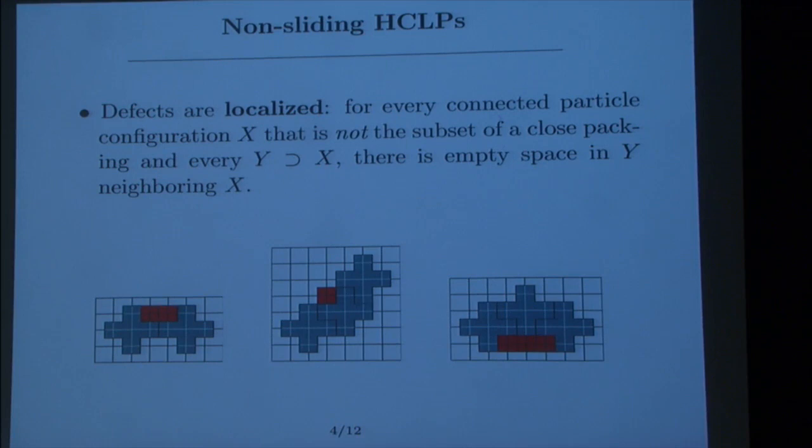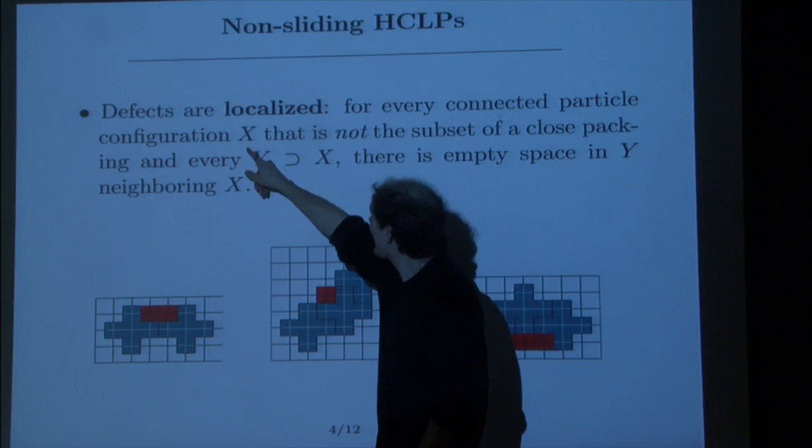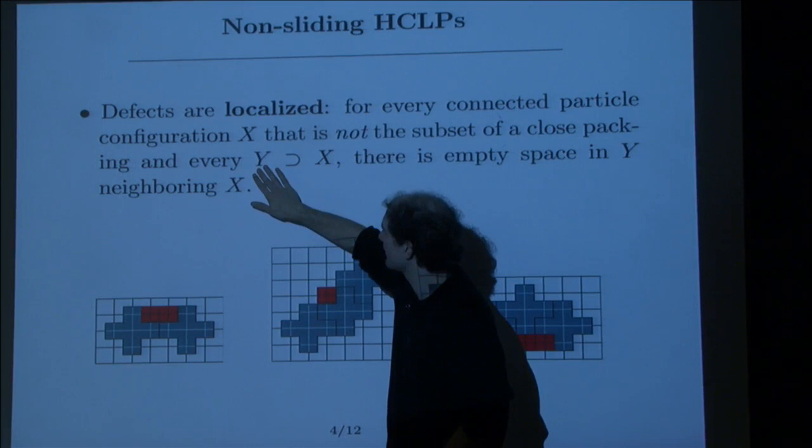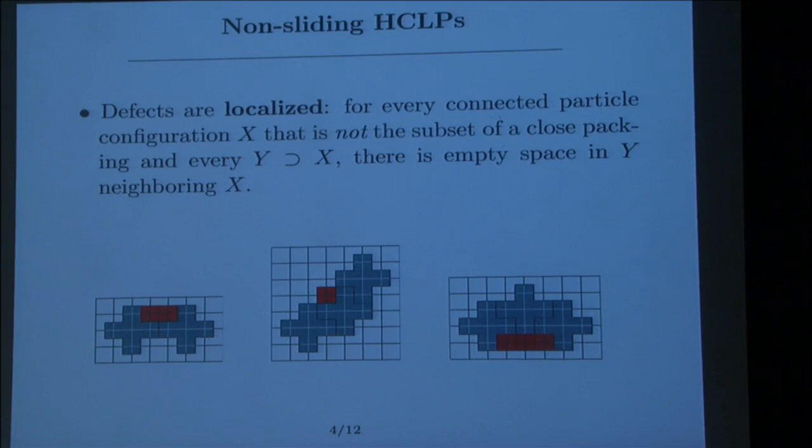So if I take a connected configuration X that is not the subset of a close packing, not the subset of a tiling, it means that I cannot complete this configuration into a tiling. Now I have this configuration, and I look at a super configuration of X. I look at a configuration Y that contains X. Obviously, since X is not the subset of a tiling, there is going to have to be empty space in Y. What I mean by empty space is there are going to have to be vertices that are not covered by any particle.